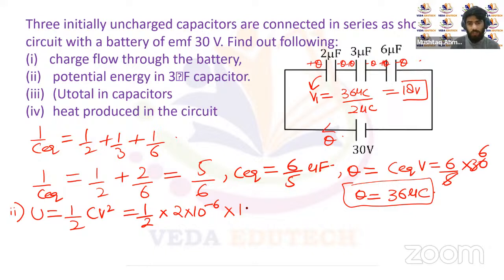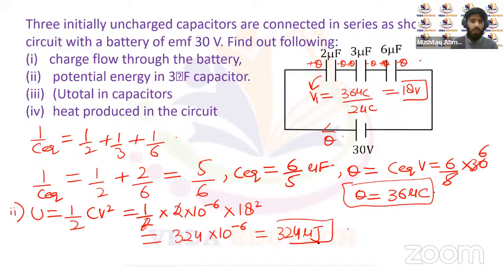We can just write here 18 squared, and 2 and 2 will get cancelled. So 18 squared is, I think, 324, into 10 to the power minus 6, or you can write it as 324 microjoules. So this will be the energy stored in the capacitor. And the total energy in all capacitors will be half C equivalent into V squared. You can just put the value of C equivalent.